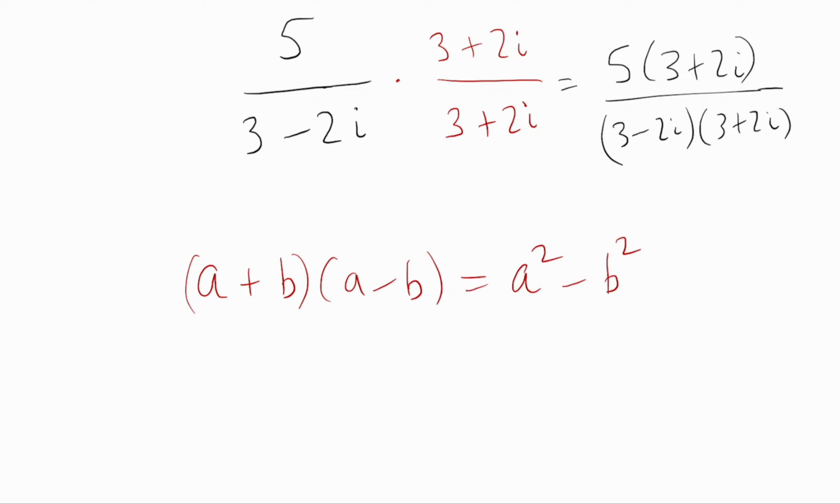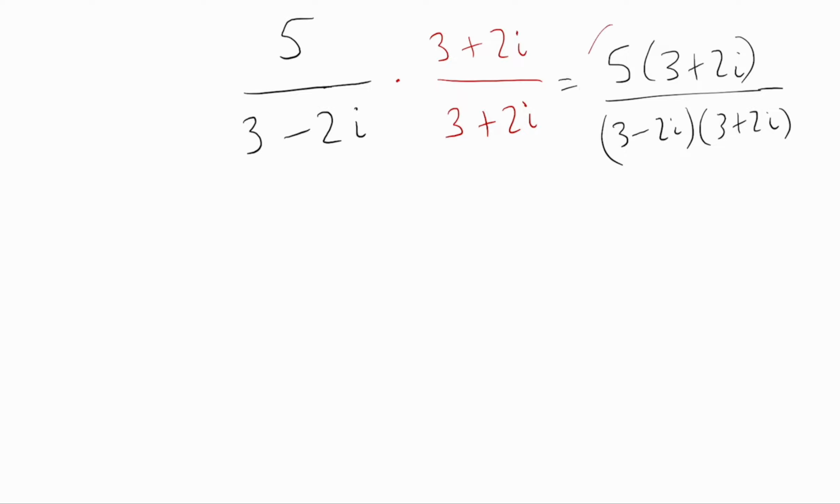So long story short, to simplify this, I'm now going to just distribute the 5 on the top. So that's going to be 5 times 3 is 15, plus 5 times 2 is 10, so 15 plus 10i, that's the top. And the bottom, we essentially have 3 plus 2i, 3 minus 2i.